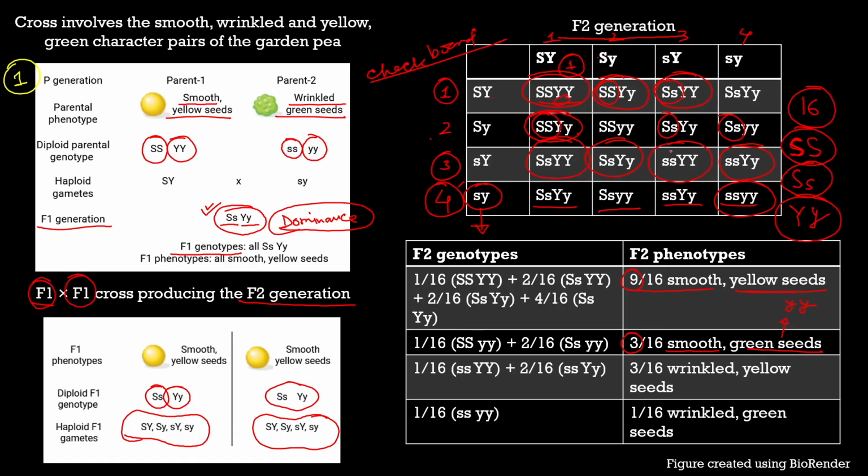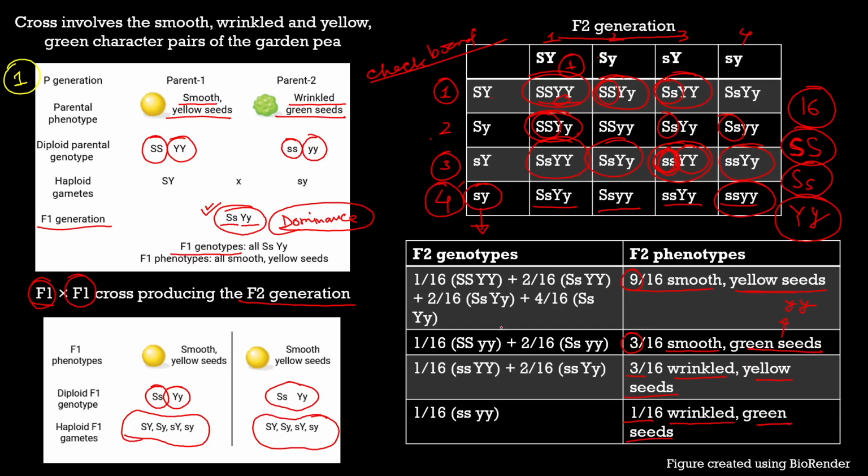So for example, this one is going to be a wrinkled yellow seed, right? This is because the small s's are coming together, which corresponds to the wrinkled one. Similarly, you are going to have the other way around also. For example, this one is going to be wrinkled yellow, right? So keeping this in mind, 3 is going to be smooth green seeds. Similarly, 3 is going to be wrinkled yellow seeds, and 1 is going to be wrinkled green seeds, right?